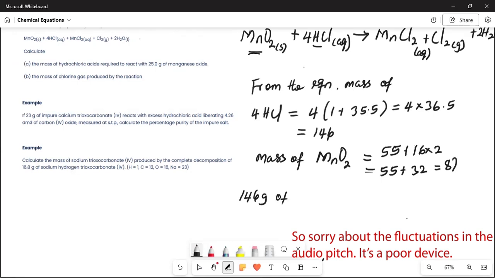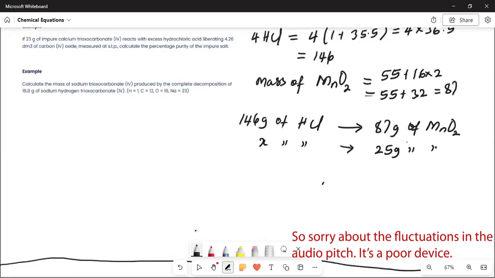146 gram of HCl reacts with 87 gram of MnO2. Then what would the question say? Calculate the mass of hydrochloric acid required to react with this. So x gram of HCl will react with 25 gram of manganese oxide.